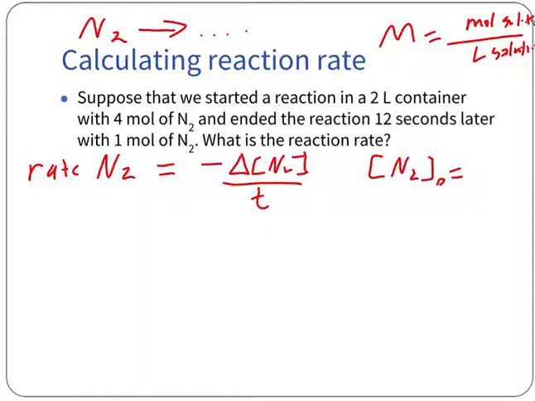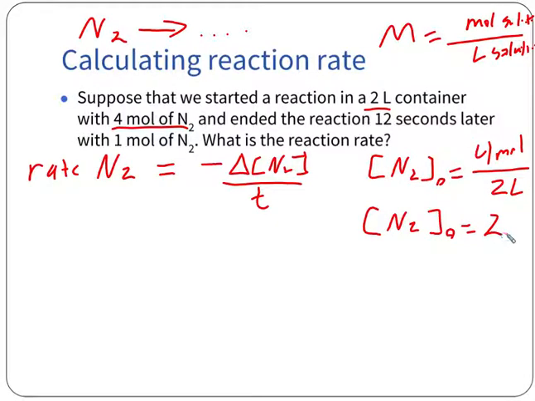And so in this case, nitrogen, N2, is going to be our solute. So how many moles do we start with? Well, it says we started a reaction in a 2-liter container with 4 moles of N2. So we're going to say 4 moles on top divided by the liters of solution. That's the volume, since it's a gas, and it tells us it's a 2-liter container. So 4 moles divided by 2 liters. And so the original concentration of N2 is just going to be 4 divided by 2, so it's just going to be 2 molar. All right, so that's our original concentration.